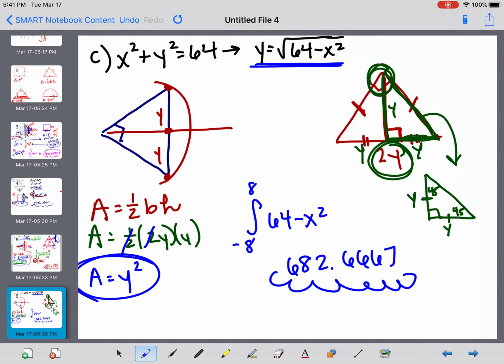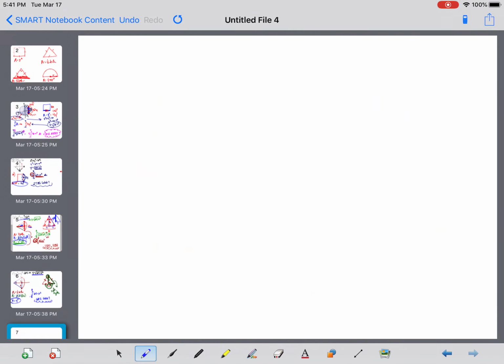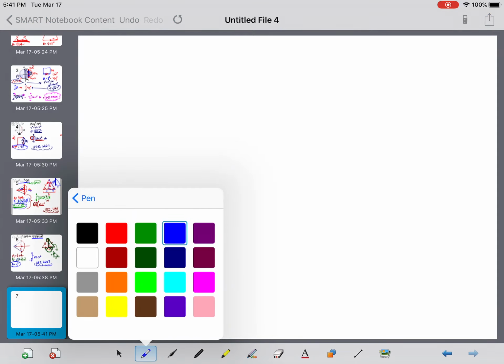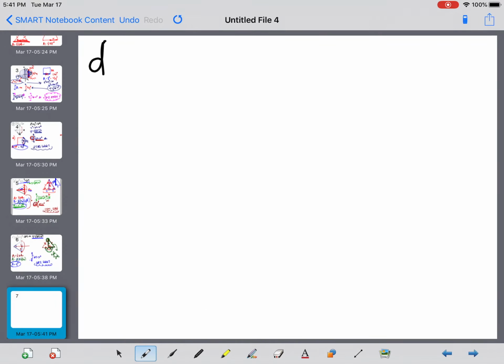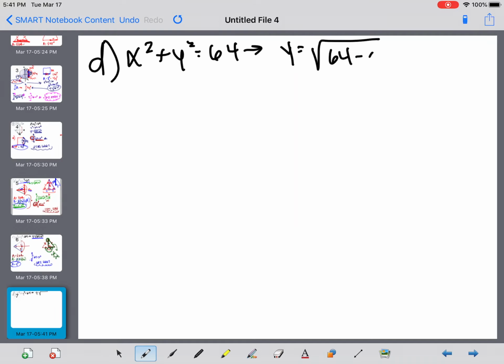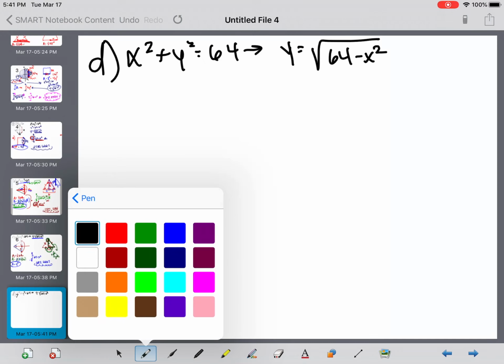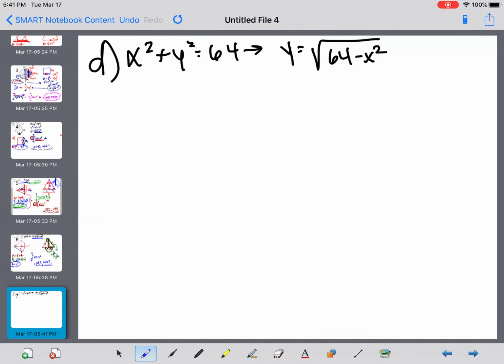All right, now let's do part D, which is the semicircle. Same formula that we've been using, so we know that x squared plus y squared equals 64, which means that y equals the square root of 64 minus x squared. So with the semicircle, we know that we're looking at this, okay, where we know that the area formula is 1/2 pi r squared.